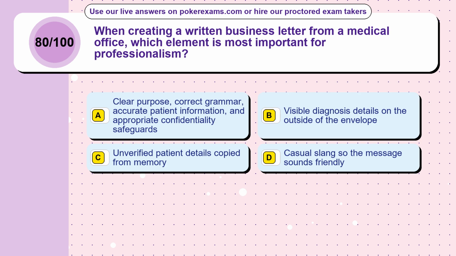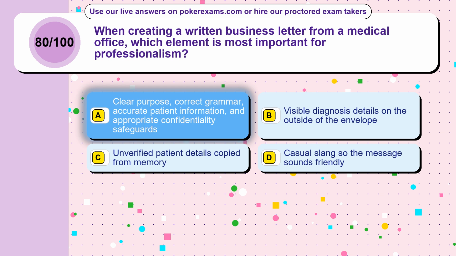Question 80. When creating a written business letter from a medical office, which element is most important for professionalism? Option A. Clear purpose, correct grammar, accurate patient information, and appropriate confidentiality safeguards. Option B. Visible diagnosis details on the outside of the envelope. Option C. Unverified patient details copied from memory. Option D. Casual slang so the message sounds friendly.